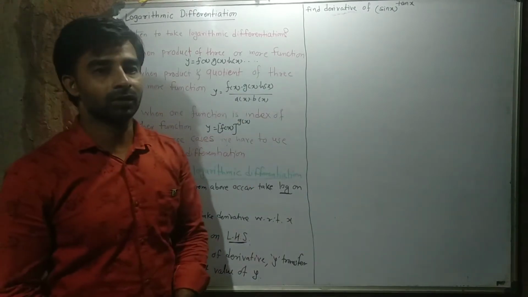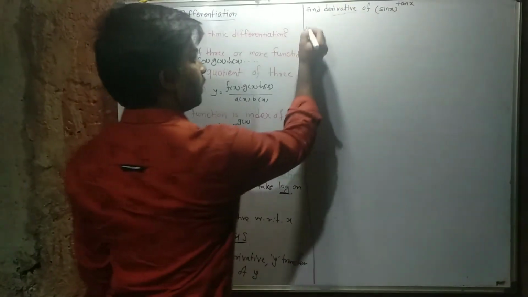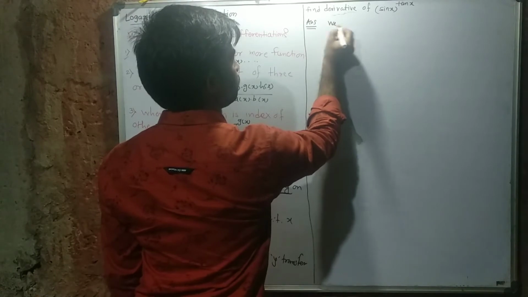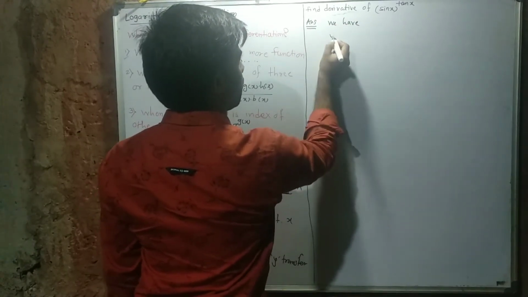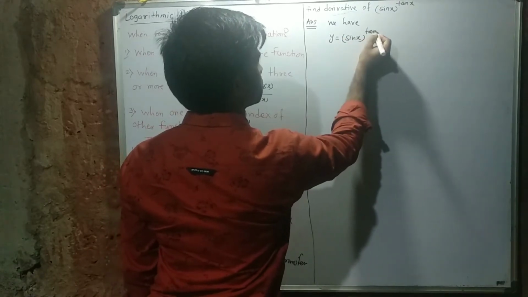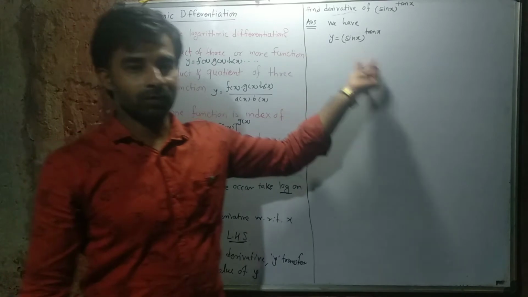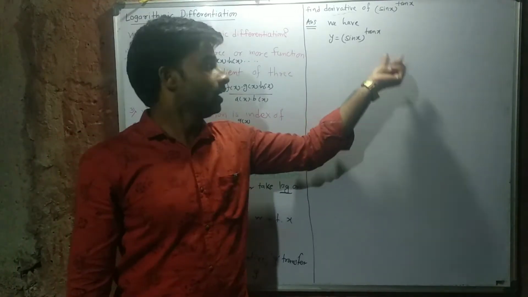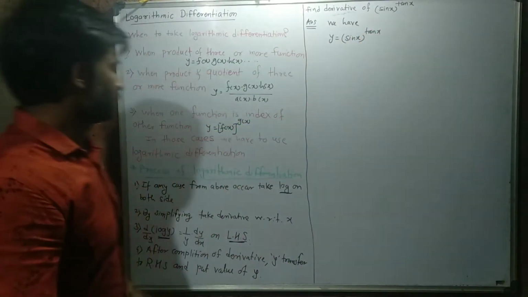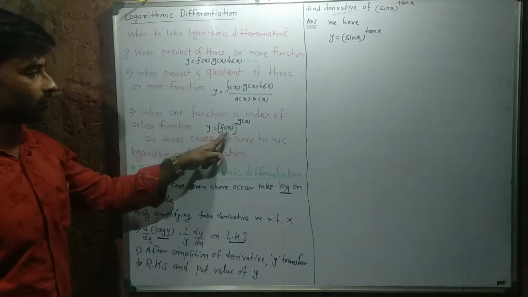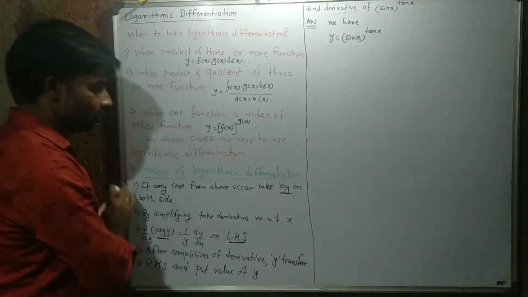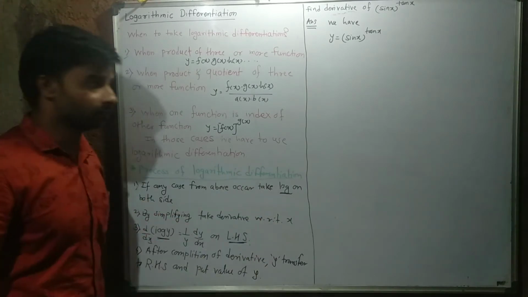Right now we are going with the derivative of this function. First of all, we have y is equal to sin x raised to tan x. That means sin x is one function and tan x is another function, and here one function is the index of another function. That means it is case number 3, and at that time we have to follow the procedure of logarithmic differentiation.